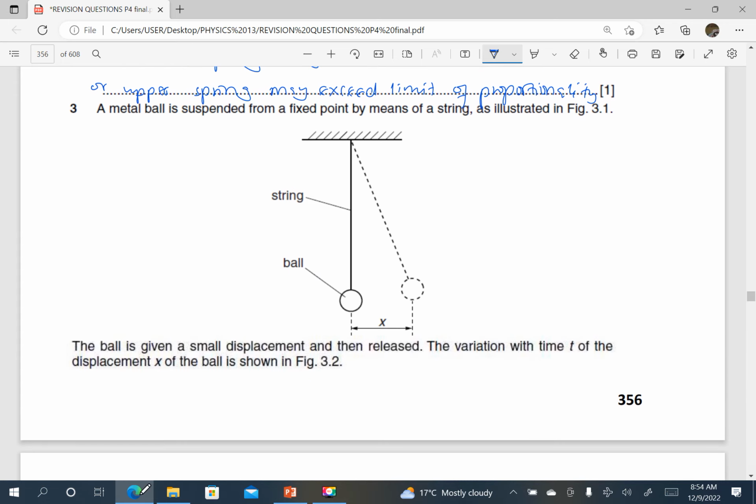Here we have a metal ball that is suspended from a fixed point by means of a string, as shown here.